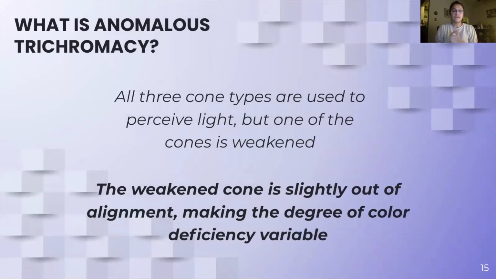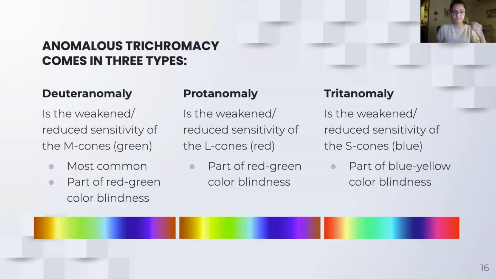Anomalous trichromacy is when all 3 cone types are used to perceive light, but one of the cones is weakened. And that weakened cone is slightly out of alignment, making the degree of color deficiency variable. Some people are so mildly affected that they are unaware of any defect until tested. And this comes in 3 types: deuteranomaly, which is the weakened or reduced sensitivity of M cones; protanomaly, which is that of L cones; tritonomaly, which is that of S cones.